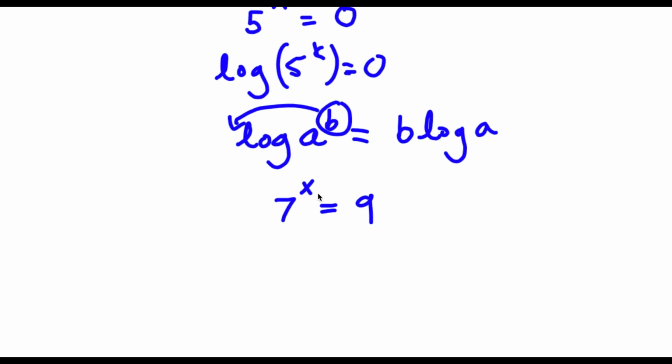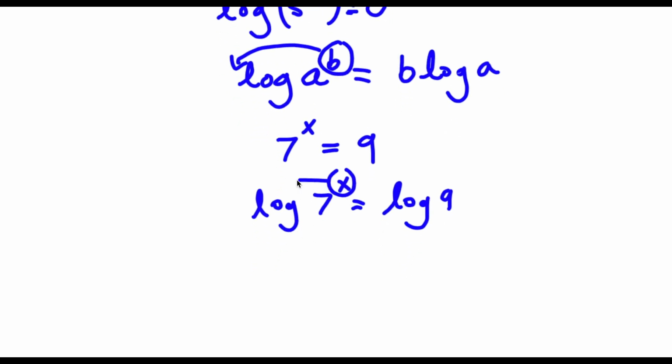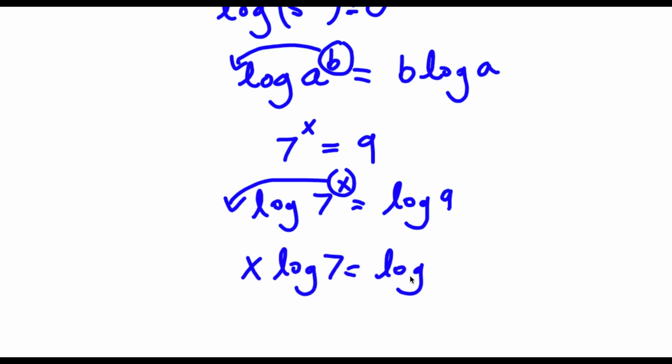Well, before using this property, x, as you see, is an exponent. And we can't really do much when x is an exponent because it's really hard to solve for x, in this case especially, because this x is going to be a decimal. So by using this property, we first have to take the log on both sides. And then we can use this property by moving x to the front. So we have x times log 7 is equal to log 9.